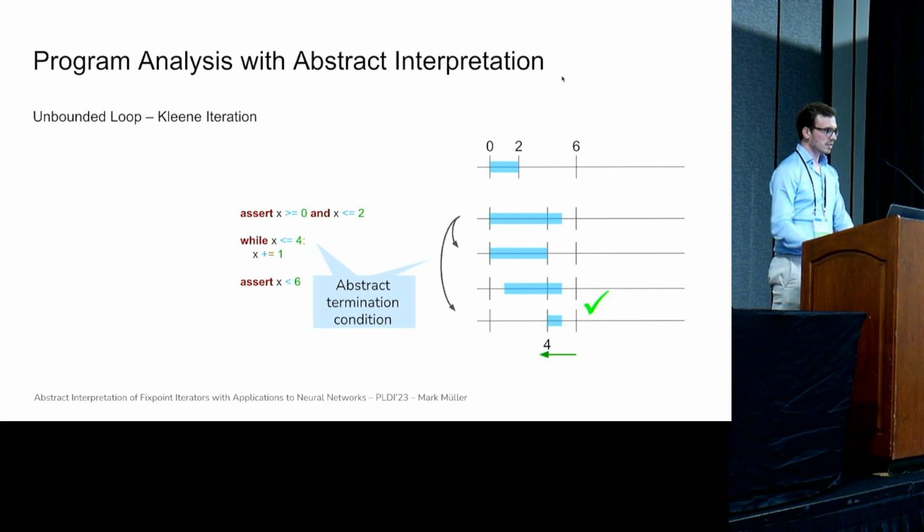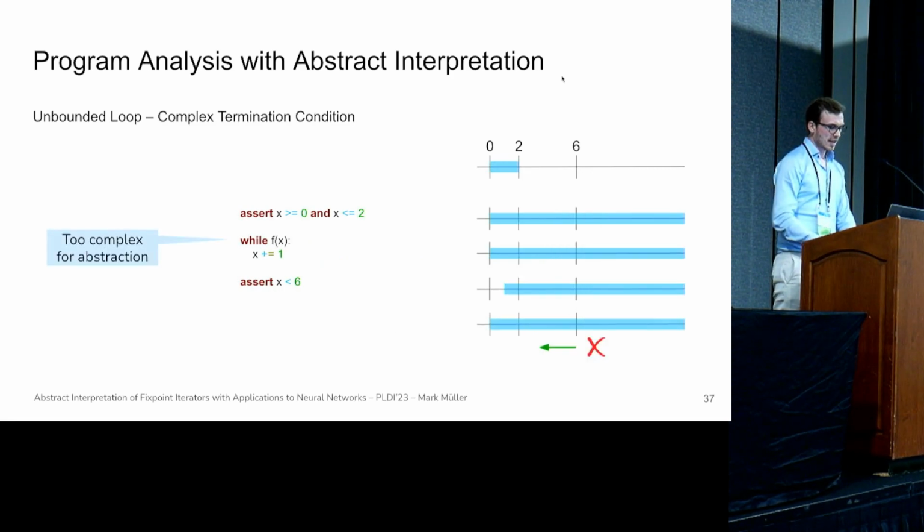This yields no change in the loop body and easily allows us to certify again that the output lies between, in this case, 4 and 5, and is thus smaller than 6. However, notice how crucially important the abstraction of the termination condition is here. If you replace the termination condition with a black box function or something that's simply too complex for us to analyze this way, we do get both termination problems and we lose a lot of precision, thus effectively being unable to certify any interesting properties.